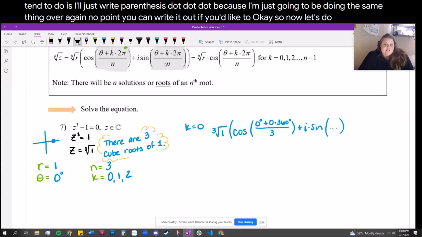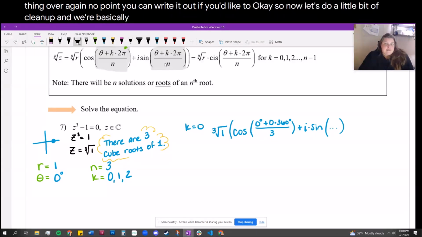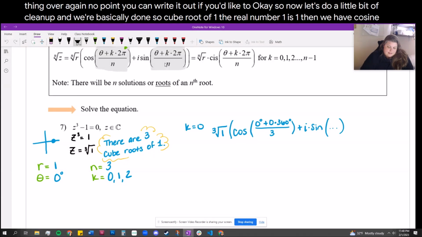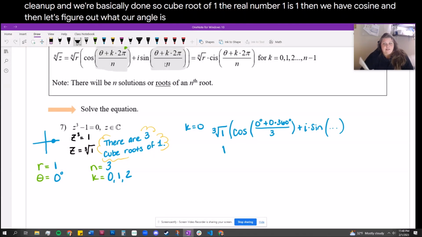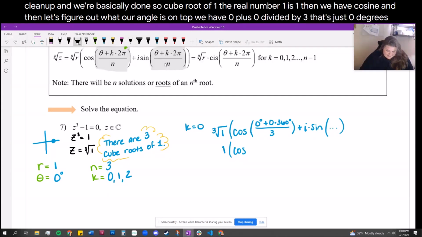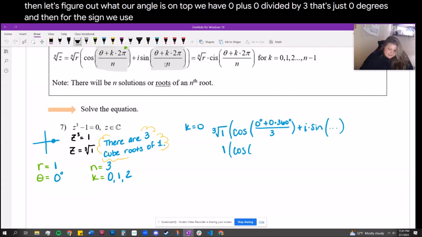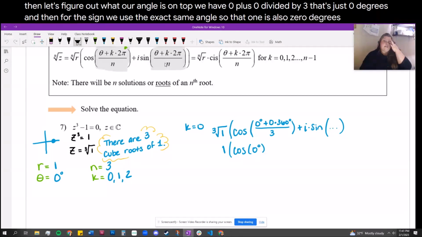Okay, so now let's do a little bit of cleanup and we're basically done. The cube root of 1, the real number 1, is 1. Then we have cosine, and then let's figure out what our angle is. On top we have 0 plus 0 divided by 3. That's just 0 degrees. And then for the sine, we use the exact same angle, so that one's also 0 degrees.